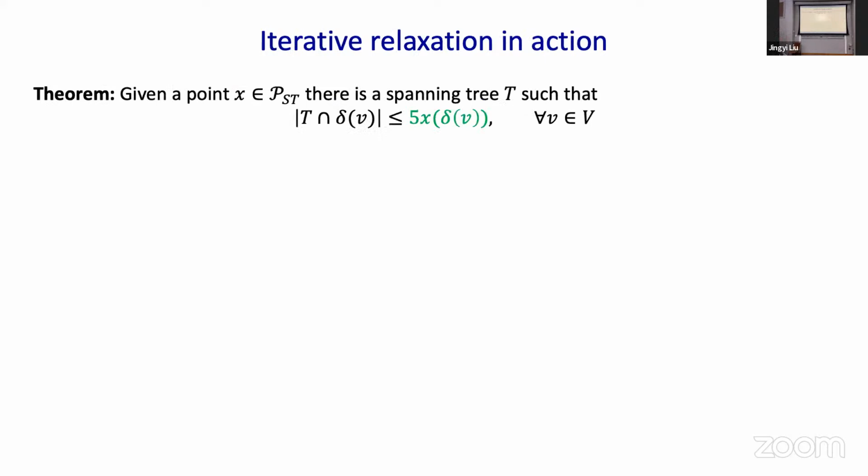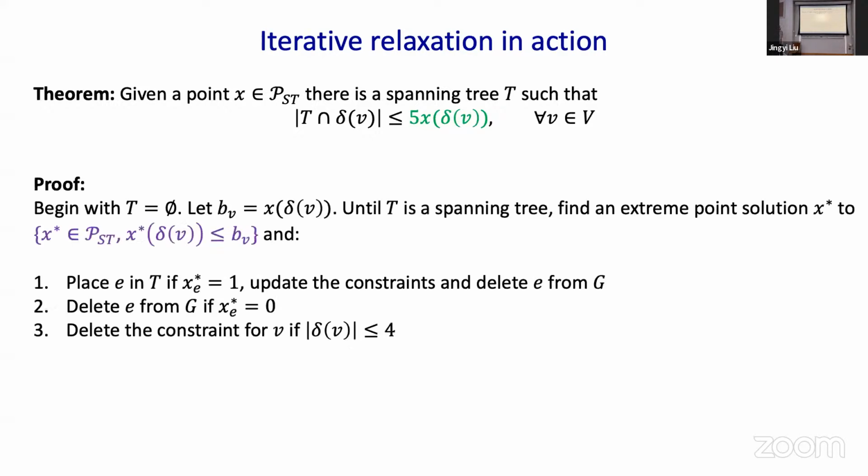So let me show you this in action. I'm going to prove this theorem that we've known for a long time, which is that given a point in the spanning tree polytope, you can find a spanning tree that has at most 5 times the number of edges that a fractional spanning tree had on every vertex. Okay, so here's the proof. It's very simple, and it follows this framework exactly. You solve your linear program, and you have some bound on every vertex corresponding to the original x value on that vertex.